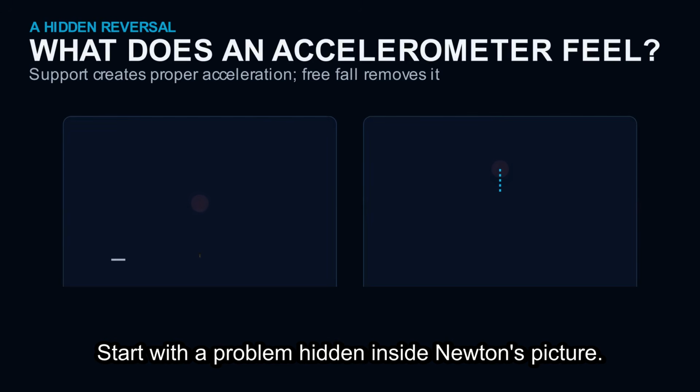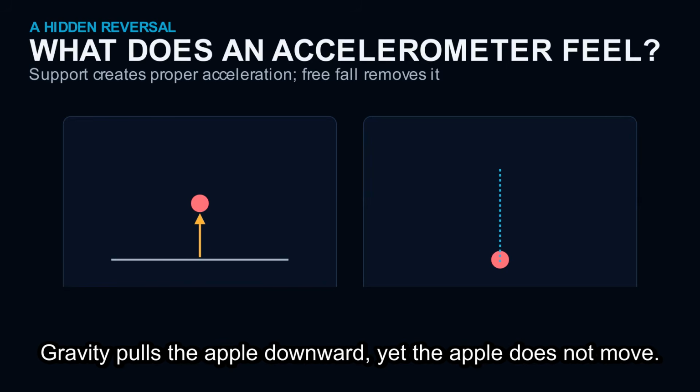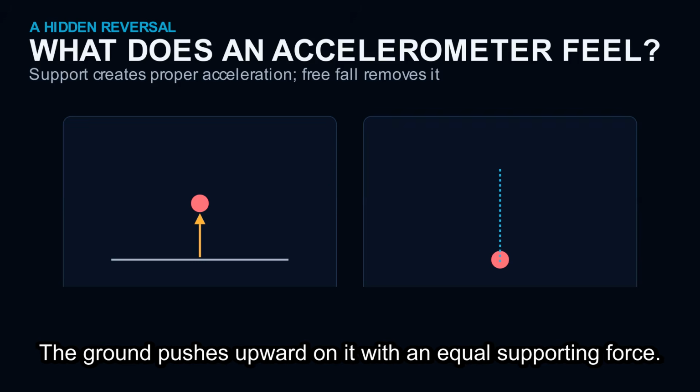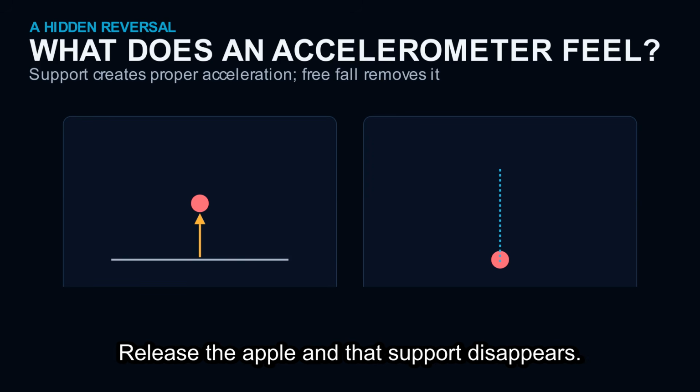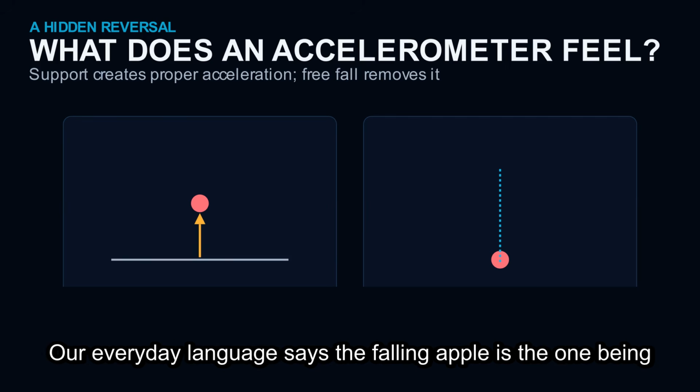Start with a problem hidden inside Newton's picture. Suppose you stand on the ground, holding an apple. Gravity pulls the apple downward, yet the apple does not move. The ground pushes upward on it with an equal supporting force. Release the apple and that support disappears. The apple accelerates downward.